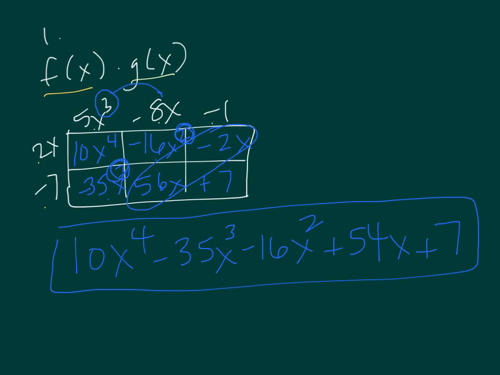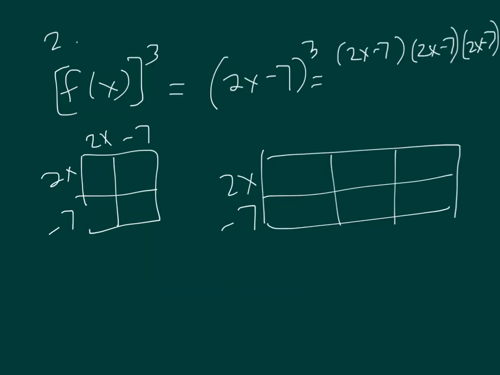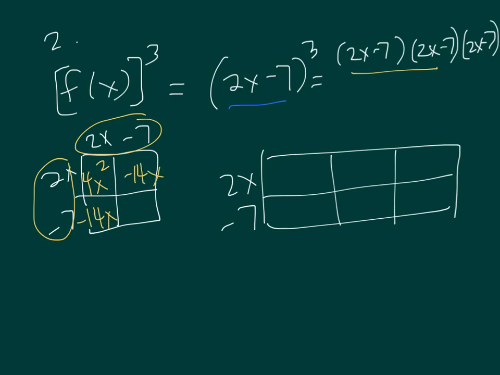So we'll move on to number 2, which is actually the second to the last one, f of x cubed. So that means I'm taking 2x minus 7 and I'm cubing it. So that means I'm multiplying 2x minus 7 times 2x minus 7 times 2x minus 7. So I'm going to start by just multiplying 2x minus 7 times 2x minus 7. So that's happening here, 2x minus 7 times 2x minus 7. So that gives me 4x squared minus 14x minus 14x and 49.